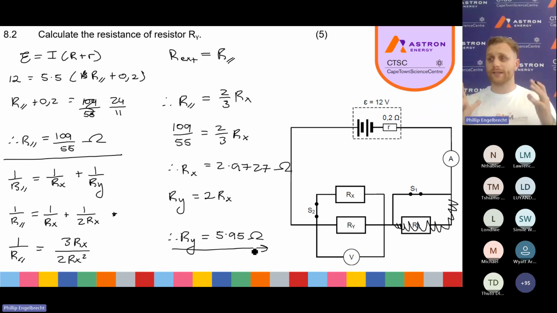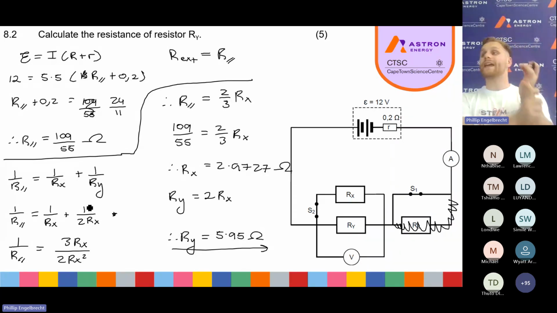Okay, guys, do we understand that? So we first had to calculate what the total external resistance was. The total external resistance is the same as my parallel resistance because I have a short circuit. Then I first could figure out the value for resistor X. Once I figured out the value for resistor X, I got the value for resistor Y.